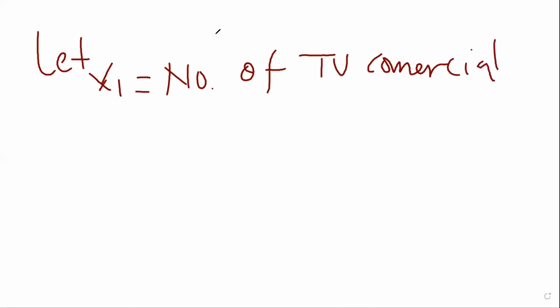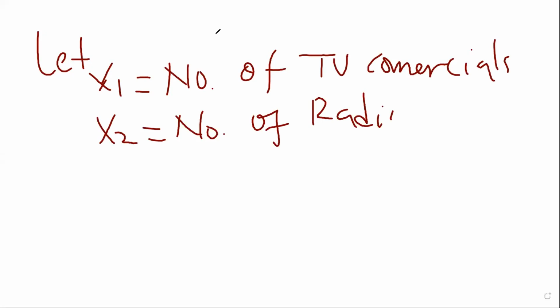That's how you gotta be. X1 is the number of TV commercials. X2 is the number of radio commercials. Of course, when you're writing, you write the full names. And X3 is the number of... you cannot say the newspaper is a commercial. So that one was very specific.